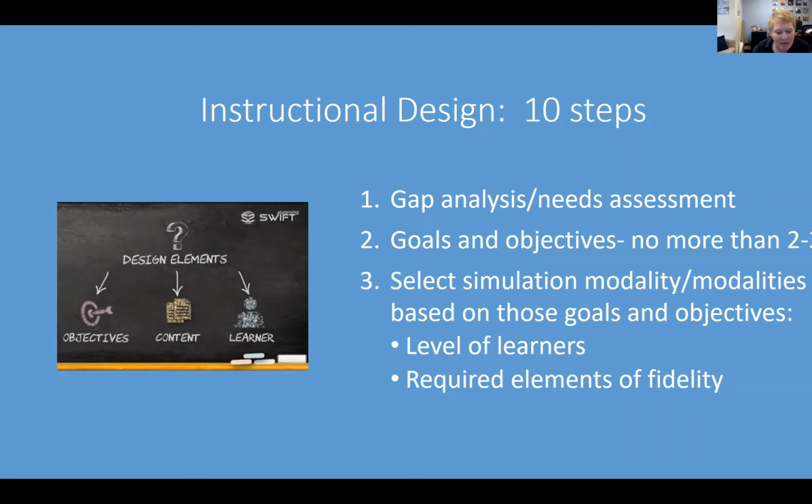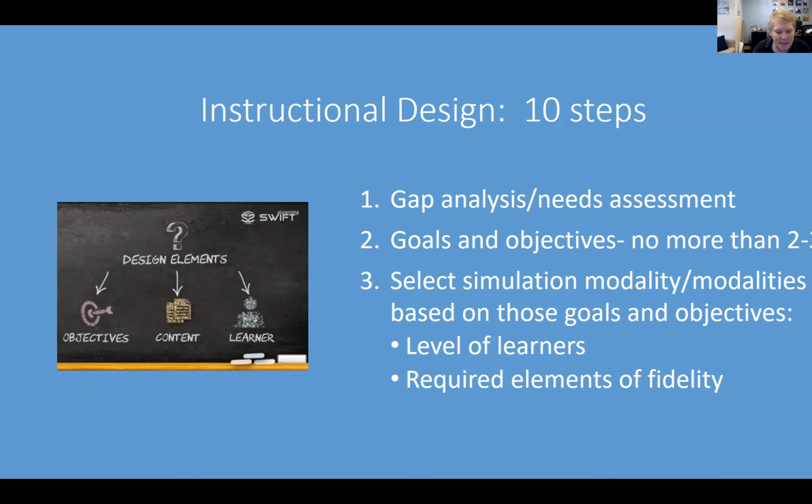The second thing we have to consider is, what is it that we want our learners to know, to do, or to act or behave? And these become the objectives that are going to direct everything else that we do. And these are the objectives that we're going to use for the debriefing, for the guided reflection. And you really want to have no more than 2 or 3 for any one simulation, because any more than this becomes fairly unmanageable.